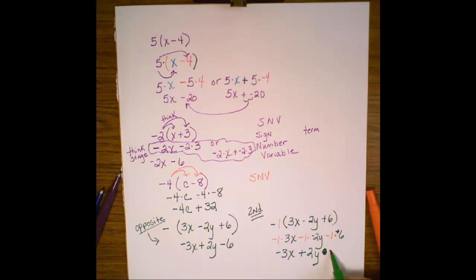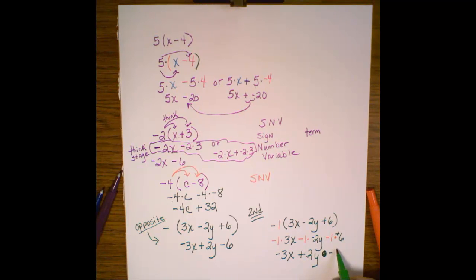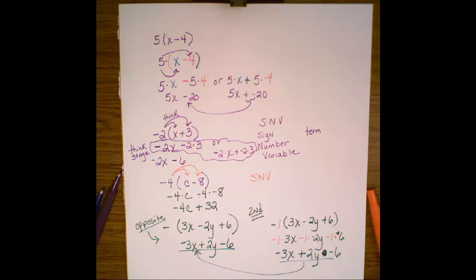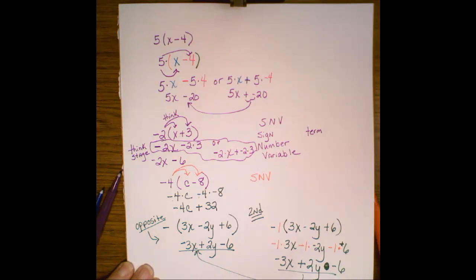Then a negative times a positive is a negative. 1 times 6 is 6. And notice that gives us the exact same answer that we have here. So we get the same answer regardless of which way we do the problem.